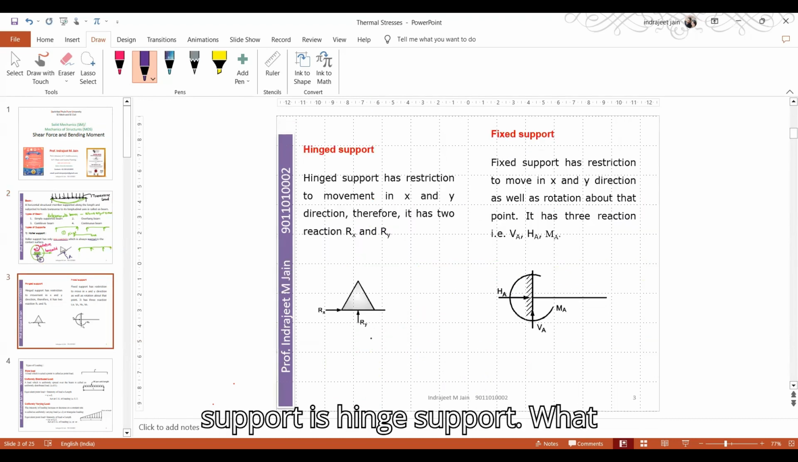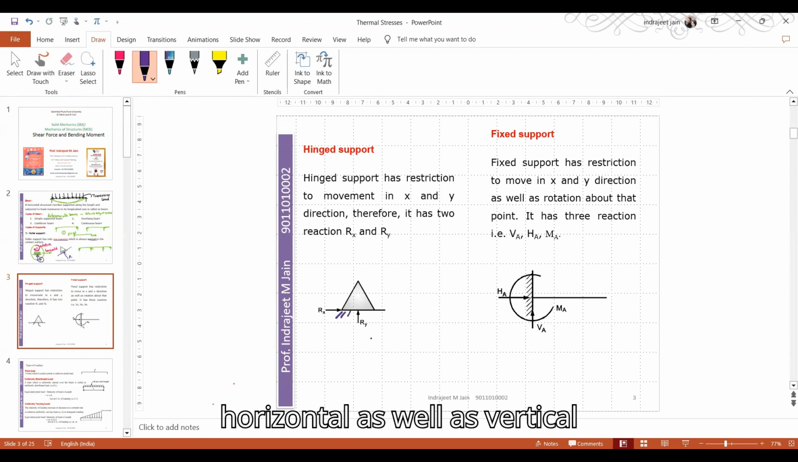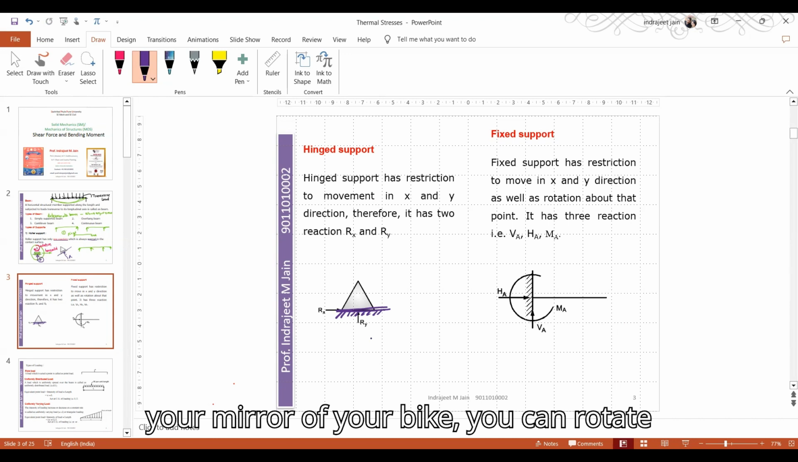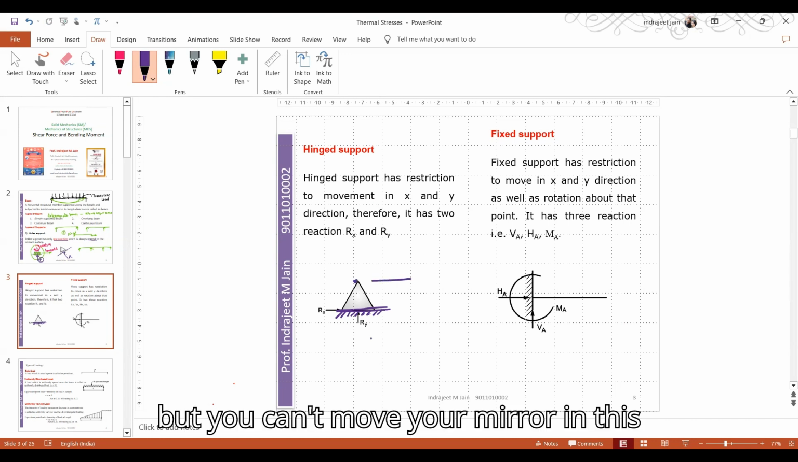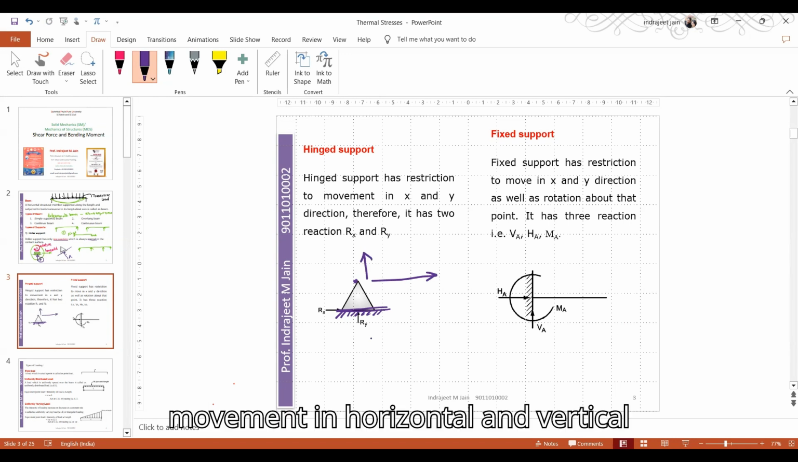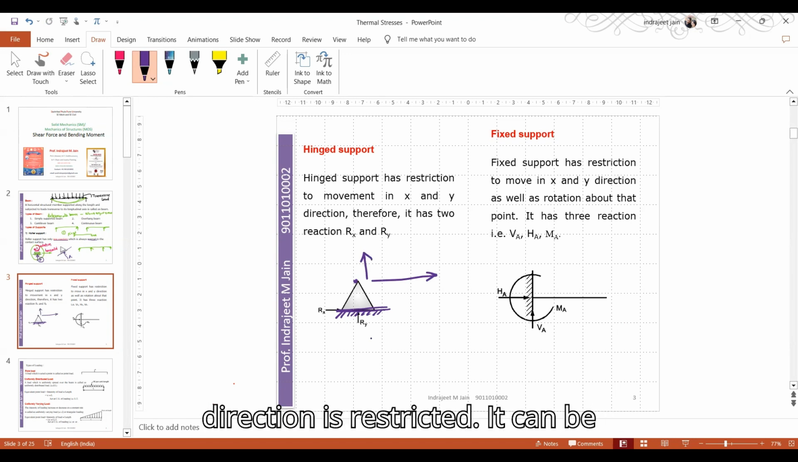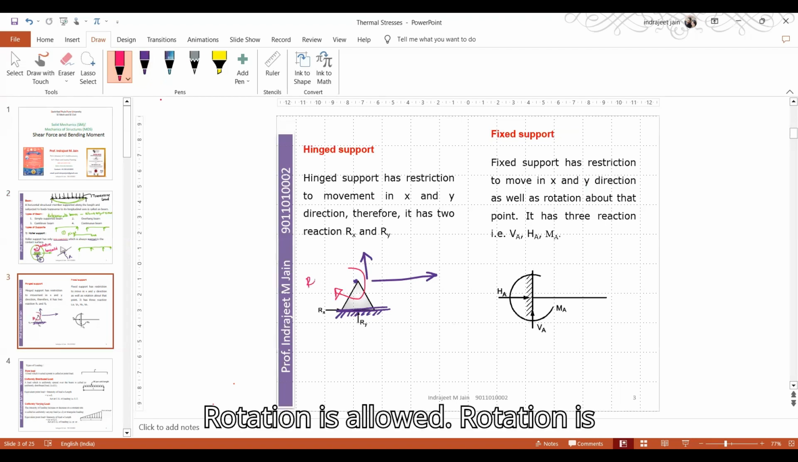Now another type of support is hinge support. In hinge support, the horizontal as well as vertical movement are restricted. For example, your bike mirror, you can rotate it about a certain point, but you can't move your mirror in this direction or in upward direction. So movement in horizontal and vertical direction is restricted, and it can be rotated about its own axis. So rotation is permitted.